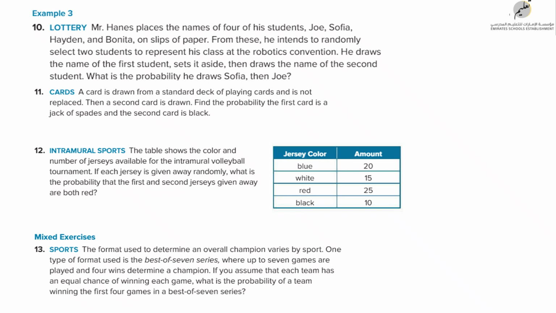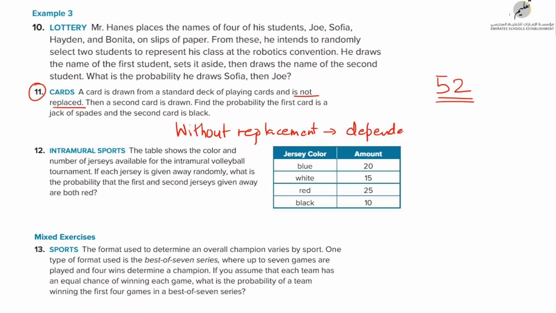So I'm picking up here now a cards question, question number 11. So let's read it together and I will be solving it on the next slide. A card is drawn from a standard deck of playing cards. So I hope you know a standard deck has 52 cards and is not replaced. So this is a question on cards without replacement. That means it will come under the category of dependent events. The sample space will get affected. We have to use the multiplication rule while we solve this.